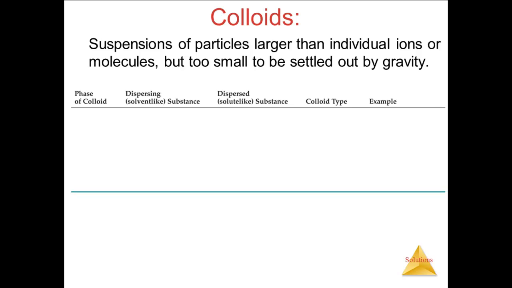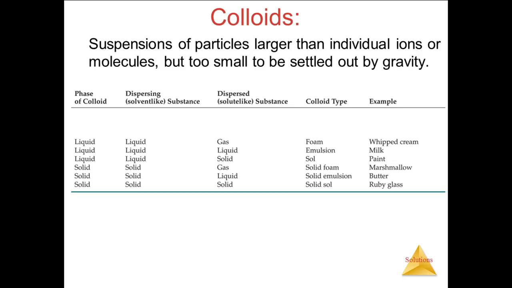There are many different types of colloids based on the state of the dispersant or solvent-like substance and the state of the dispersed or solute-like substance. The ones most commonly discussed are dispersed in a liquid, where a gas dispersed in a liquid is a foam, a liquid dispersed in a liquid is an emulsion, and a solid dispersed in a liquid is a sol. When we have a solid dispersant, a gas dispersed in a solid is a solid foam. A liquid dispersed in a solid is a solid emulsion, and a solid dispersed in a solid is a solid sol.